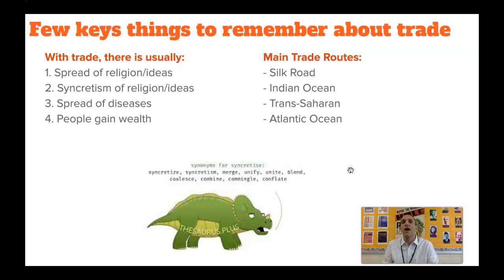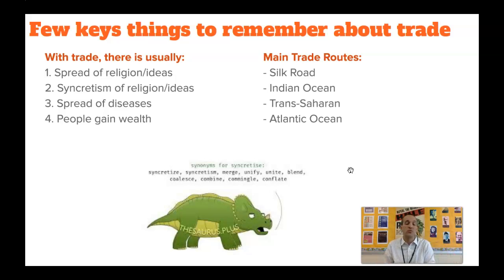We also have the spread of diseases. Black Death is the most obvious one, circa 1200 to 1450. But diseases also spread from 1450 to 1750 along the Atlantic trade route to the Americas. Also, people are going to gain wealth. Merchant activity is profitable. You are getting products and bringing them back to areas that don't have access to them, so you can charge a lot of money and make a lot of money yourself. And those merchants are often forced to pay taxes, which will make some royal, noble, or official a lot of money as well.